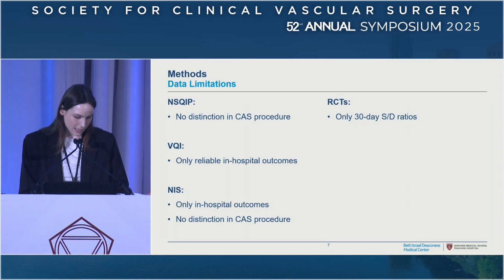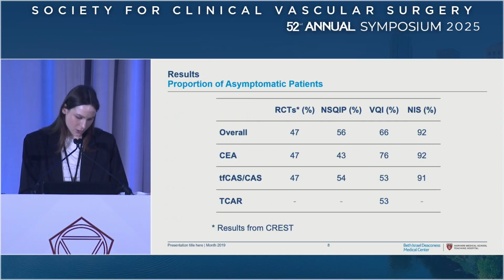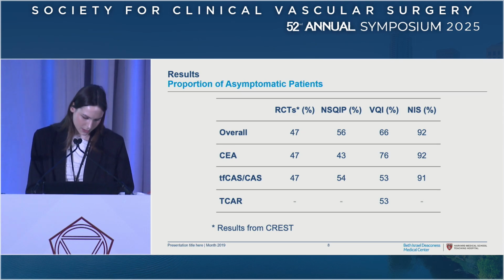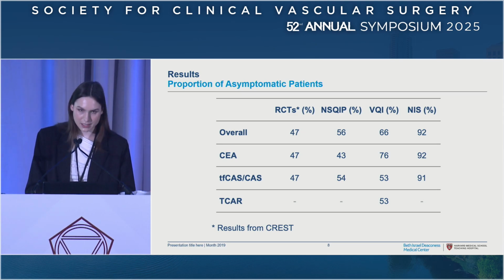For the NSQIP and NIS databases, we were unable to differentiate between the types of CAS procedures. In case of the VQI, we were only able to report reliable in-hospital ratios. Lastly, for RCTs, we could only provide 30-day ratios. This table shows the proportion of asymptomatic patients across the different data sources. As you can see, there's a lot of variation here with very high rates in NIS.